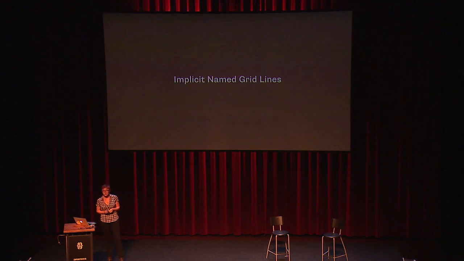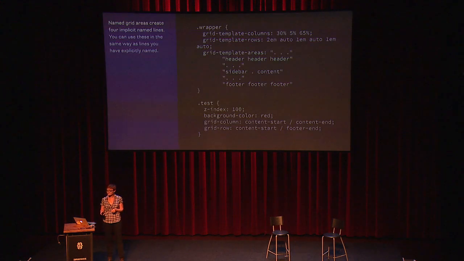Something interesting that happens when we use named areas like this is we get implicit named grid lines. So that's our layout that we've just been looking at. We've got a named grid area called content. So grid creates for us content start and content end lines for the rows and columns. So I can position an area test to start on the line before the area defined as content, with content start, and end after that area with content end. I'm starting it at the implicit row line content start before content, and I'm finishing after the footer. The line after the footer is footer end.